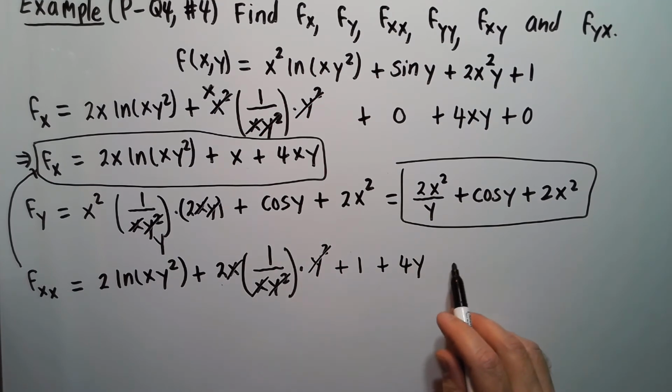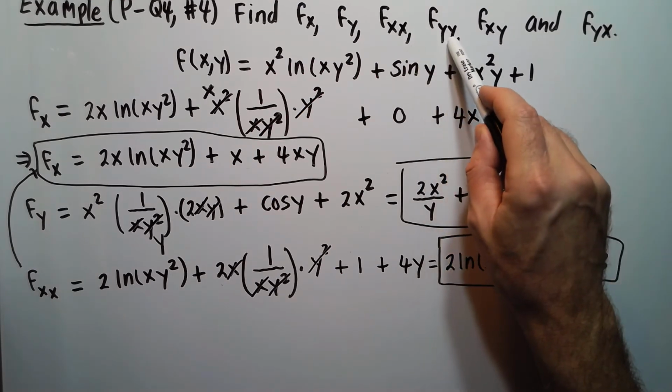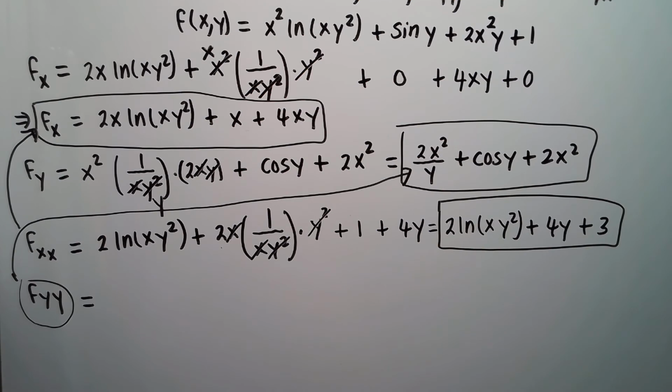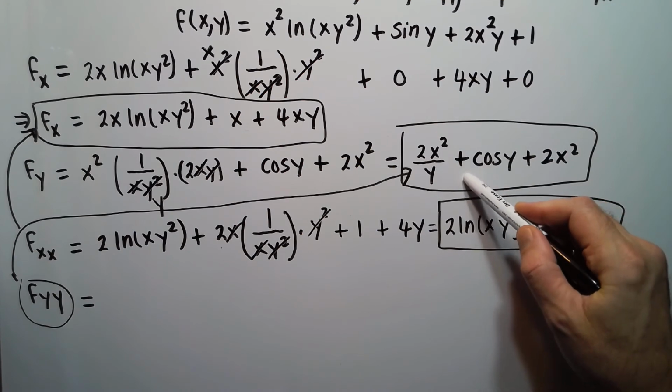So let me write the answer over here then. Okay, so we get then 2 ln x y squared plus 4y, then plus 2 plus 1, so plus 3 here. Now let's do f double y next. Let me write down here. So my f double y now, I'll be taking derivative of fy, which is this guy, with respect to y again.